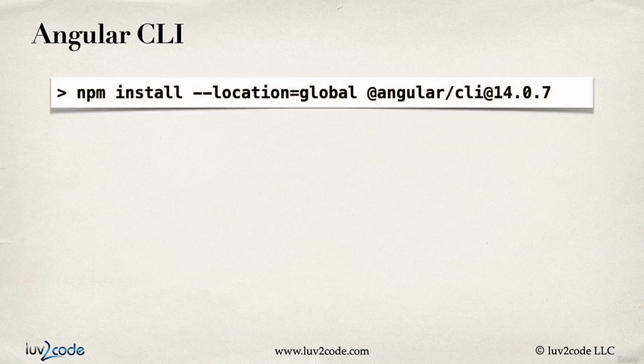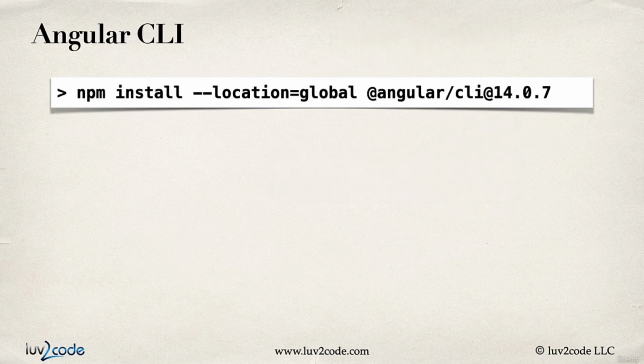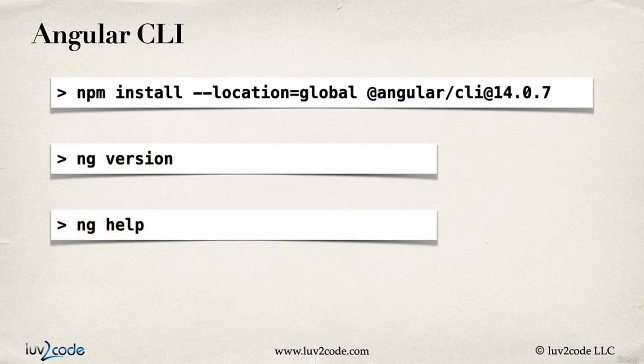Okay, so let's get started with the Angular CLI or the Angular Command Line Interface. The first thing you do is install it using the command here, npm install -g @angular/cli. We can always check the version of the tool by using ng version, and we can also get help on the tool by using ng help.